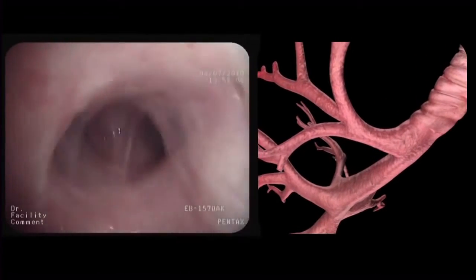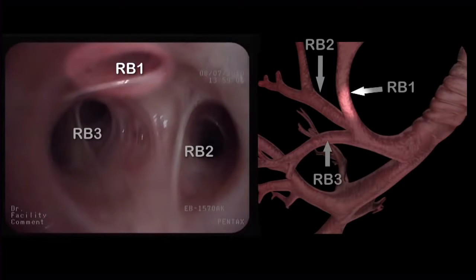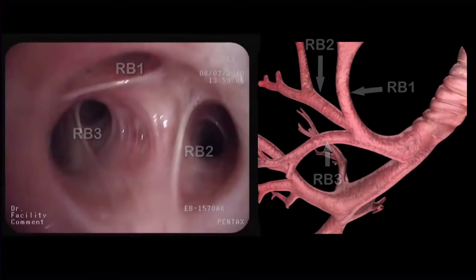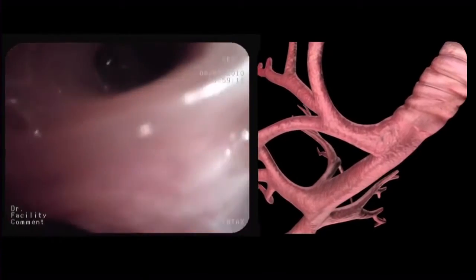We then enter the right upper lobe, which divides into the apical segmental bronchus, or RB1, the posterior segmental bronchus, or RB2, and the anterior segmental bronchus, or RB3. We then head back and extend the bronchoscope into the intermediate bronchus.